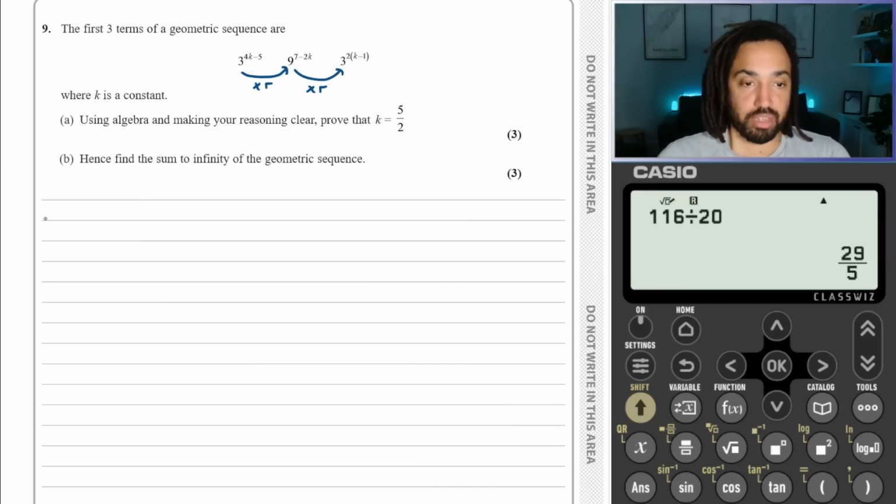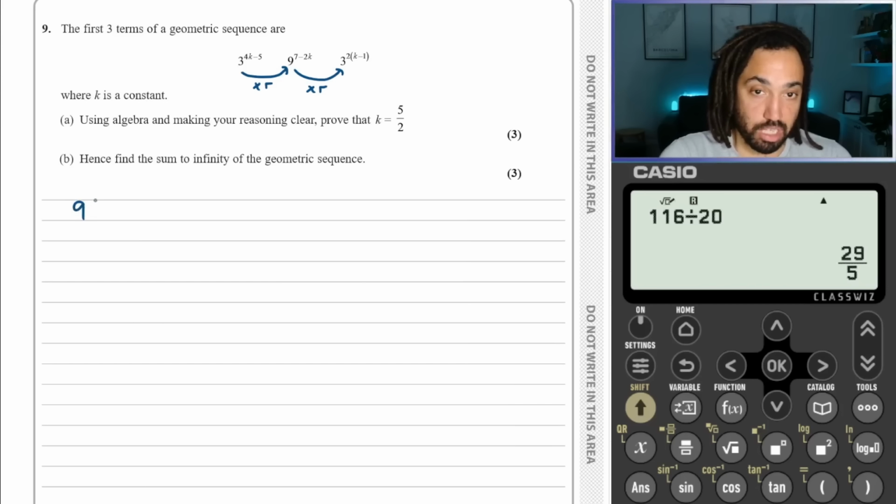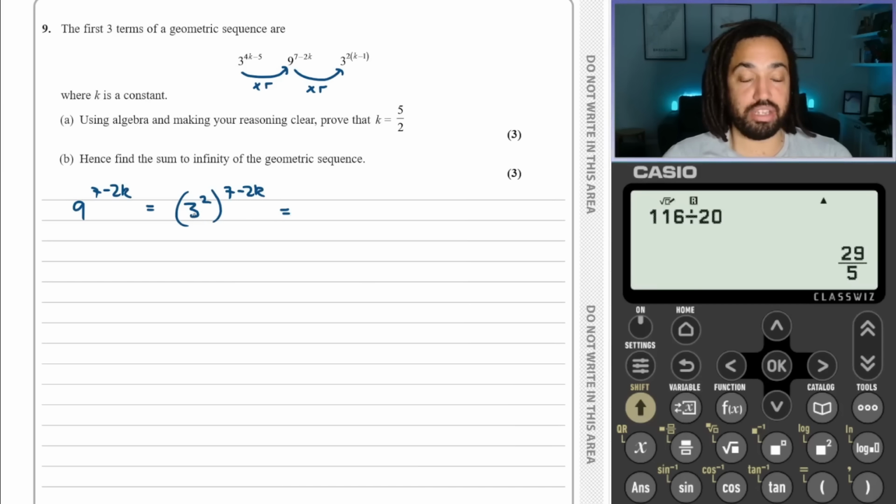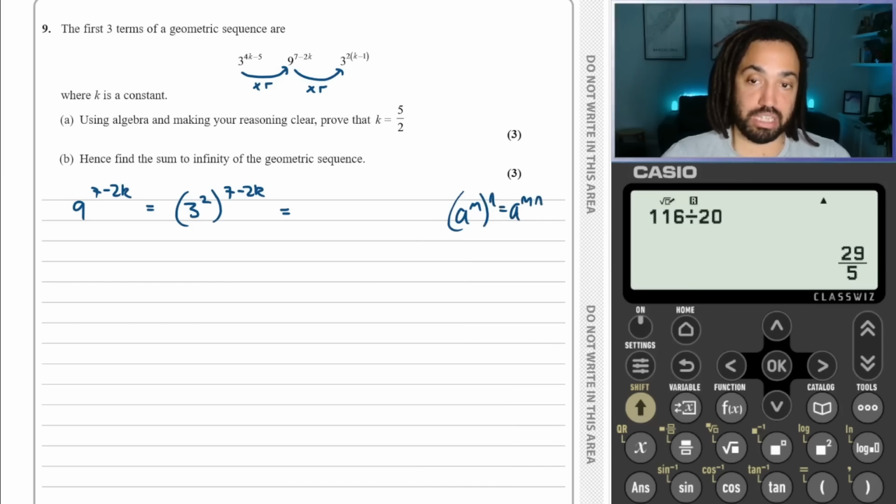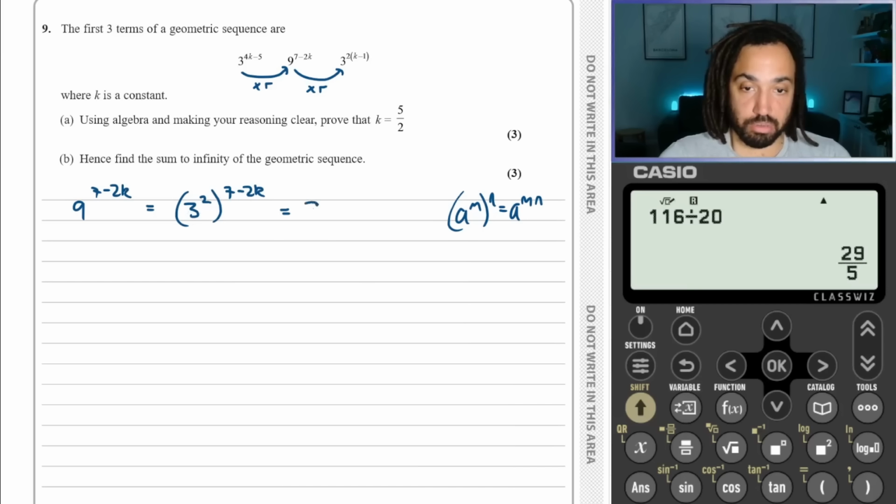Okay, actually before we get started, you can see that all of these are powers of 3, so it'd be useful to turn this one into a power of 3 by writing it as 3 squared to the 7 minus 2k, and then using the indices rule that a to the m to the n is equal to a to the m times n. So just multiplying through, we're going to get 3 to the 14 minus 4k.